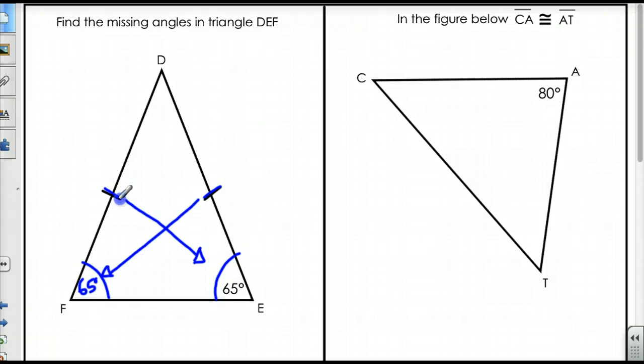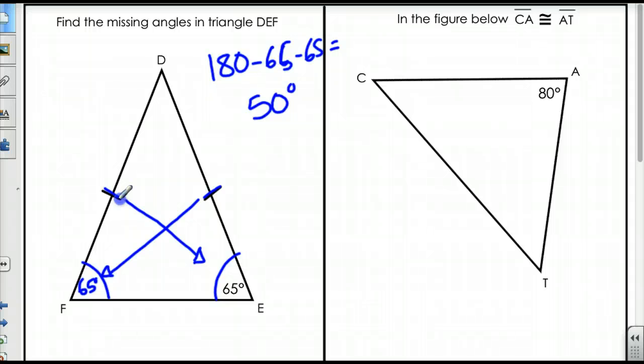All right? Now we also know the 3 angles in a triangle have to add up to 180. So all we have to do is 180 minus 65 minus 65, and that would equal 50 degrees. All right? And all you have to do is draw these arrows, and they'll tell you which angles or sides are congruent. So let's try another one.